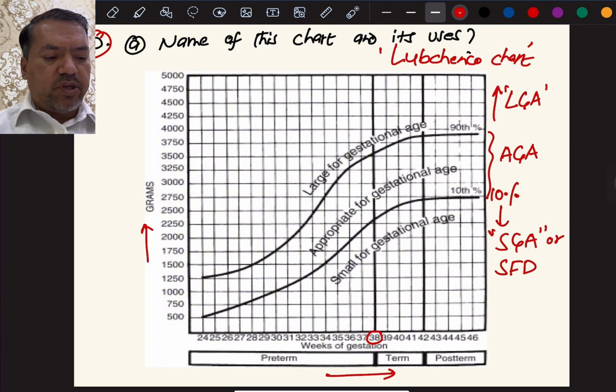Now, dear students, please remember one thing. Sometimes the baby is not low birth weight, but still the baby is small for gestational age. And small for gestational age and low birth weight or IUGR are not the same term. There is a difference between them. Yes, in the majority of the cases, SGA is IUGR, but sometimes it may not be the same.